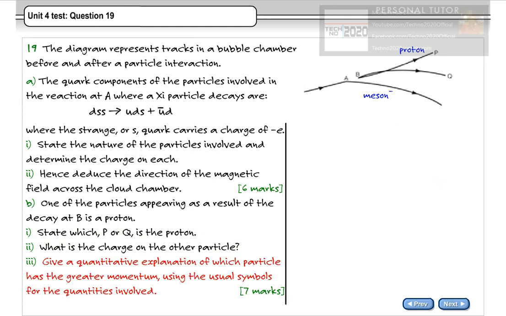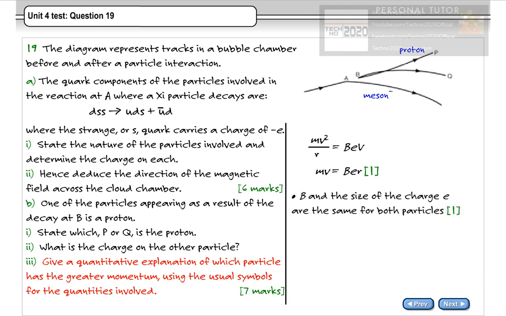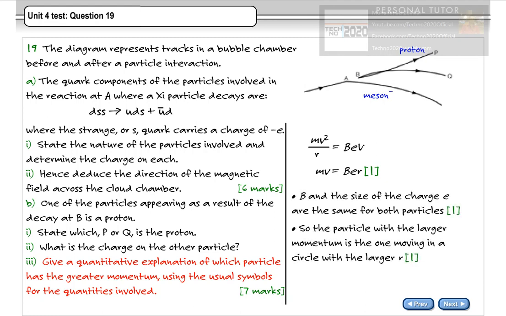In part 3, you need to recognise that the tracks are curved. The magnetic force BeV gives rise to a centripetal acceleration. Using Newton's second law and rearranging gives the relationship shown. Now momentum is given by mv, remember, so the particle with the larger momentum is the one moving in the circle with the larger radius.